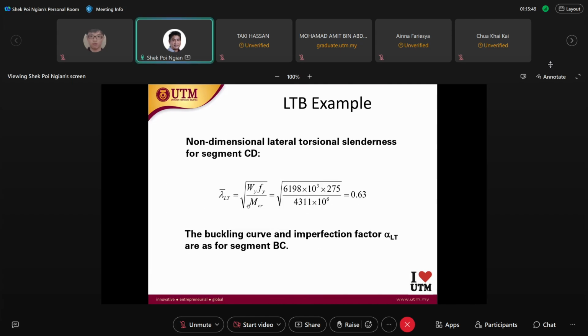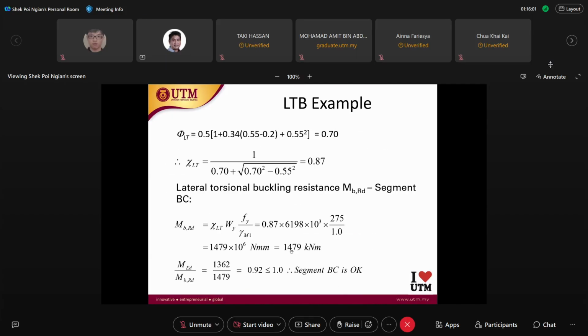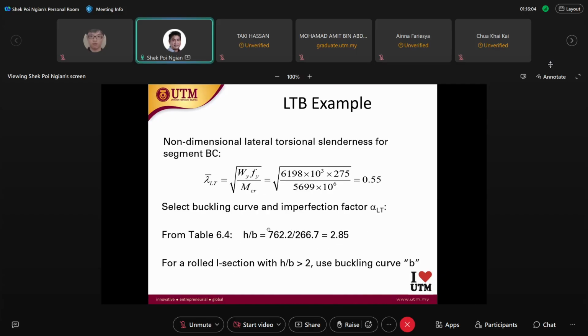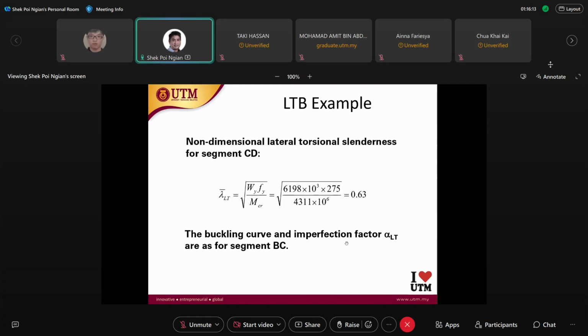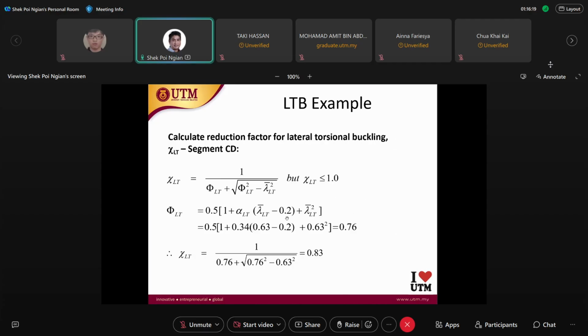The buckling curve is the same because it depends on the beam size. Just now the beam size gave us a ratio of 2.85, so it will be the same for segment CD. For segment BC, we have an imperfection factor 0.34, so segment CD also 0.34. So we get our phi equals to 0.76, and lastly we get our reduction factor 0.83.